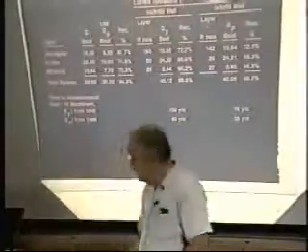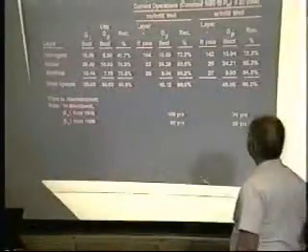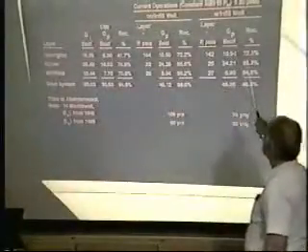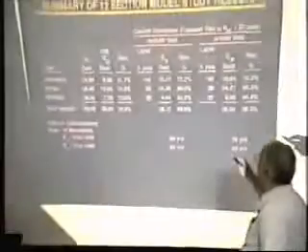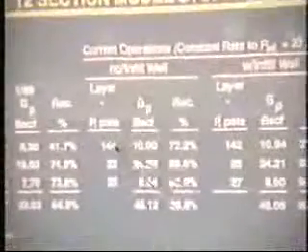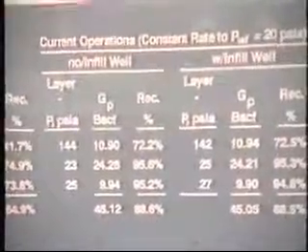This shows it in a little different form. I think these are conclusions in the paper. This probably won't show up well on the camera, but it's about the same thing that we showed before. The current operations, in other words, we're producing at a constant rate against a 20-pound line pressure, no infill well, with an infill well, layer pressure 144 pound, 23, 25, 142, 25, 27.